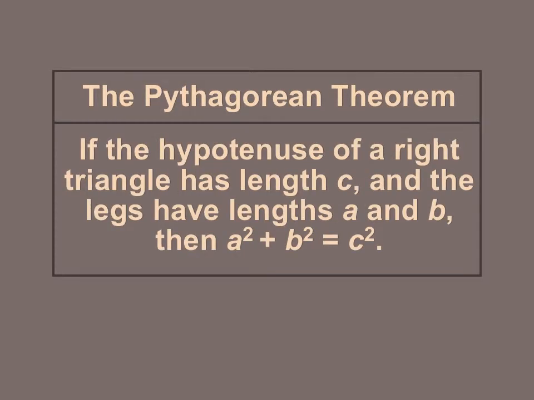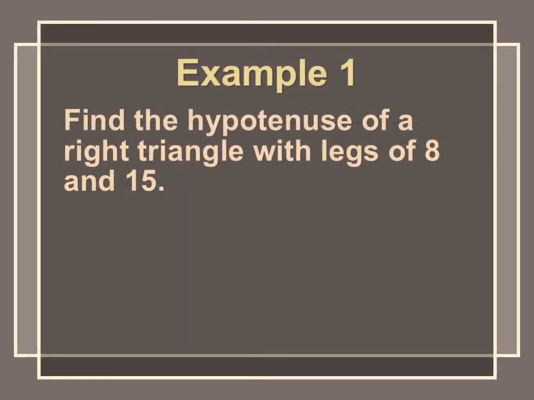So the Pythagorean theorem is: if the hypotenuse of a right triangle has a length of c and the legs have lengths a and b, then a squared plus b squared equals c squared. So the first leg squared plus the second leg squared is equal to the hypotenuse squared. So let's say we want to find the hypotenuse of a right triangle with legs of 8 and 15.